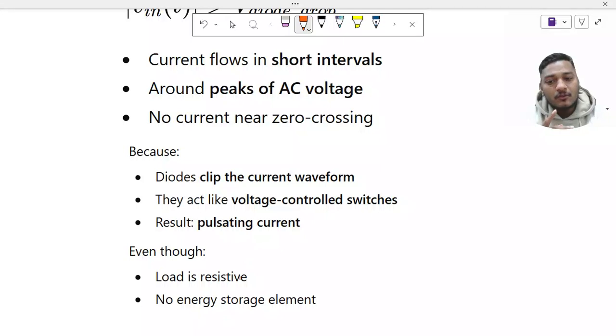So even though the load is resistive and no energy storing element is present in the circuit, we still get a pulsating output. And why the pulsating output? I hope you understood so far. Now a few more reasons are there. We will come to those reasons, and we will have some overall understanding about this concept.